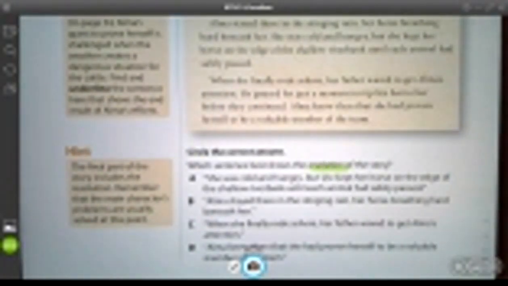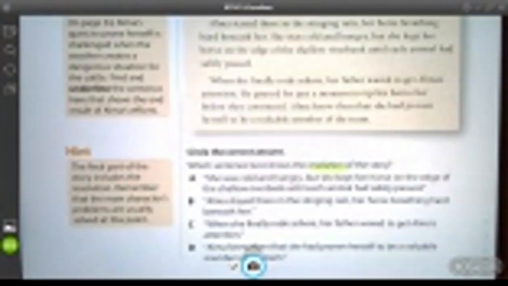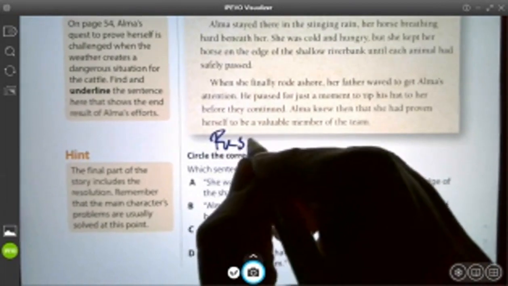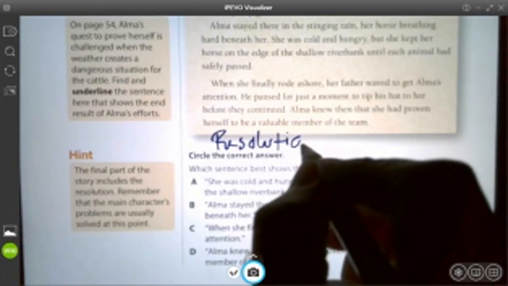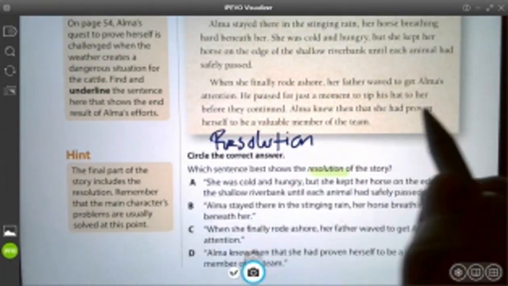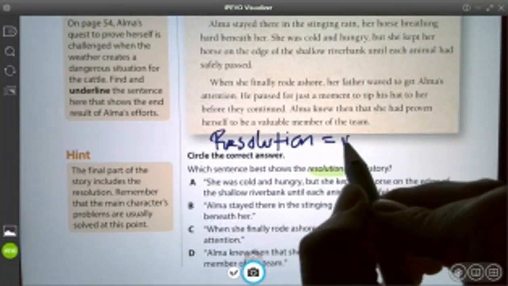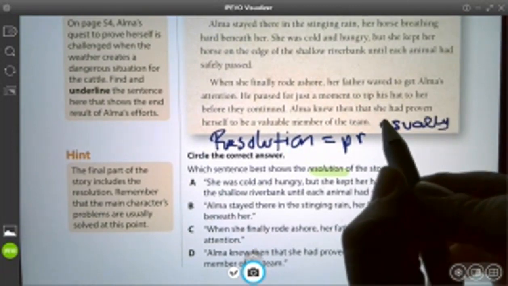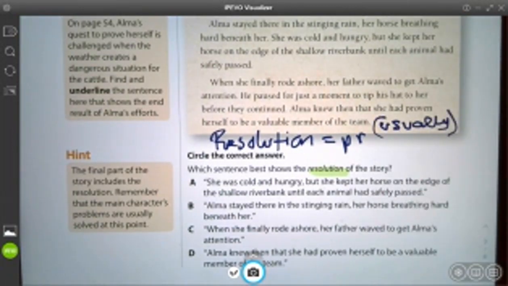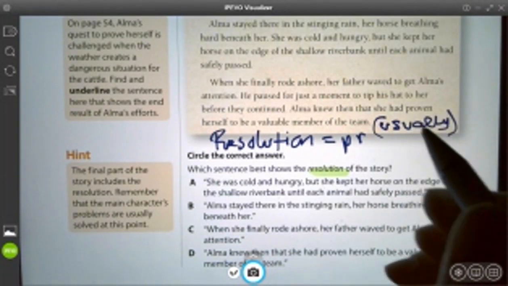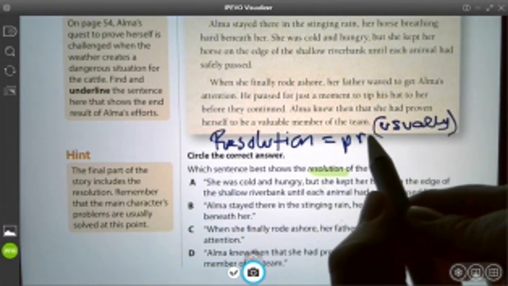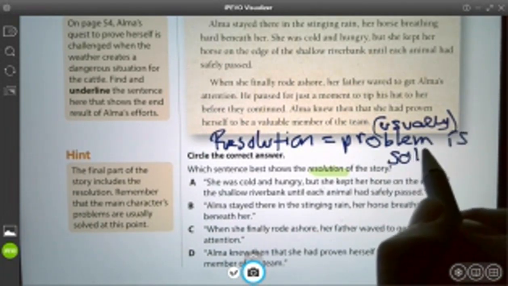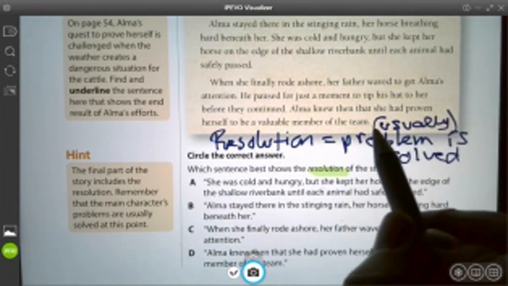So we're looking for the resolution. And remember, when you have a resolution, it's really important. This is going to help you a lot when you're asked questions about a resolution. Resolution equals usually, I'm going to put this usually, because some novels have continued problems, so you go to the next novel, but in shorter stories like this, usually your problem is solved. Okay? So just remember usually.